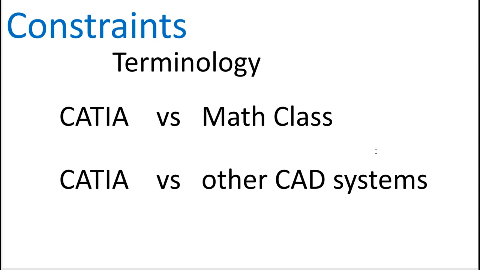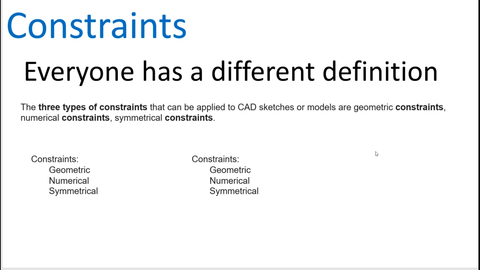I'll warn you up front that there are some terminology issues here. What Catia calls a geometric constraint may be different than what you learned the definition to be in math class. And certainly every CAD system has their definitions of what their constraints are. It seems like everyone has a different definition. Here's one: that there are three types of constraints: geometric, numerical, and symmetrical.